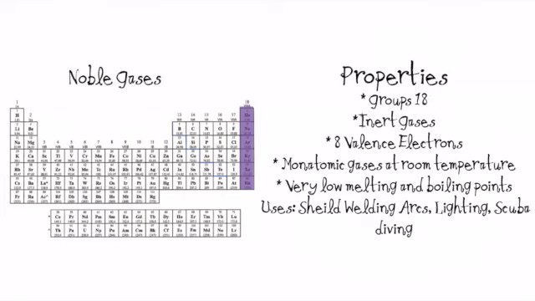Group 18 is the noble gases. These are all inert gases. They have 8 valence electrons. They are monatomic gases at room temperature. They have very low melting and boiling points. Some of the uses are shield welding arcs, lighting, and scuba diving.